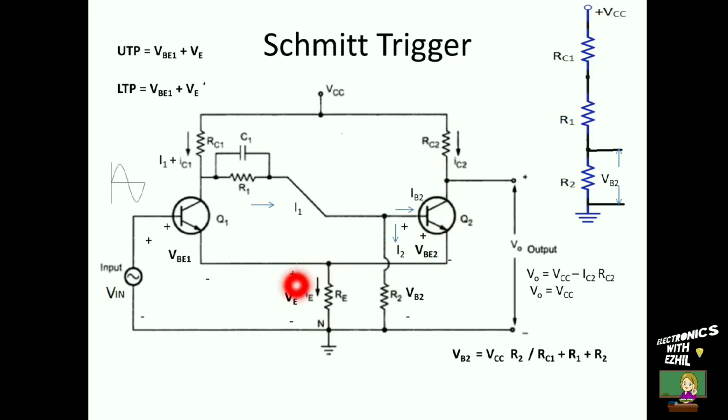This current will create the voltage drop across this emitter resistance RE, which is VE, and this voltage will be applied across the base emitter junction of the transistor 1 with positive polarity to the N-type emitter and negative polarity to the P-type base. This reverse biases the transistor 1, so the transistor 1 will go to off state.